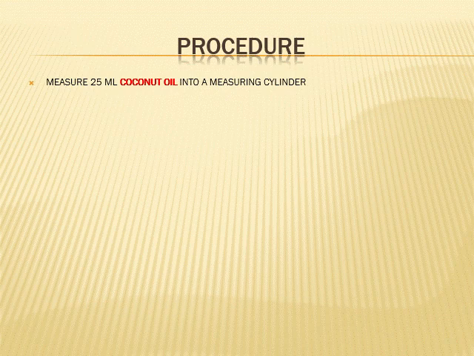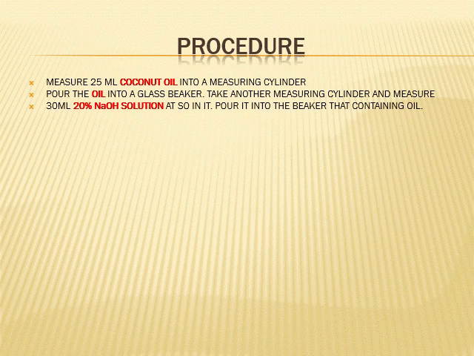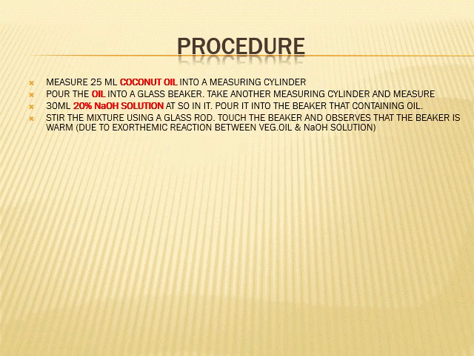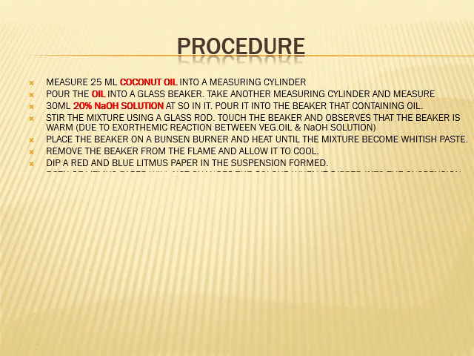First, you should measure the coconut oil using a measuring cylinder and put it into a glass beaker. Take another measuring cylinder and measure the alkaline solution and add it into the beaker containing the oil. Stir the mixture using a glass rod, place the beaker on a Bunsen burner and heat until the mixture becomes a whitish paste. After a few minutes, remove the beaker from the flame and allow it to cool.